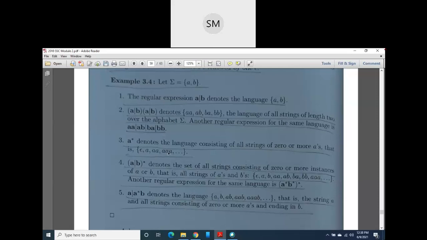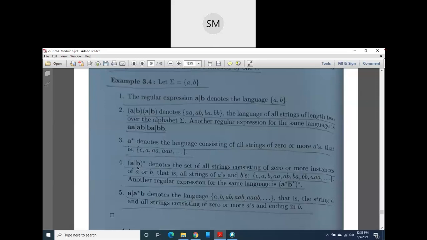So this is the language which is returned from this regular expression. The regular expression A star is representing, or describing, or denoting the language containing all strings of zero or more A's.